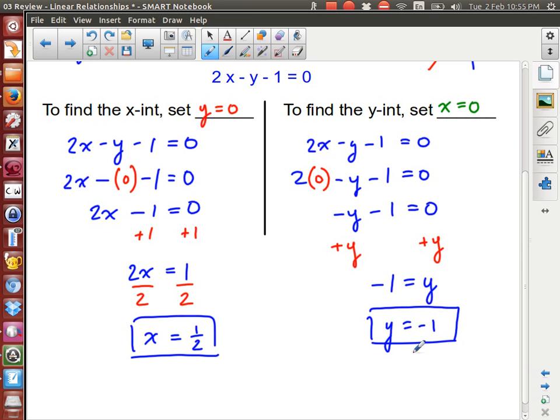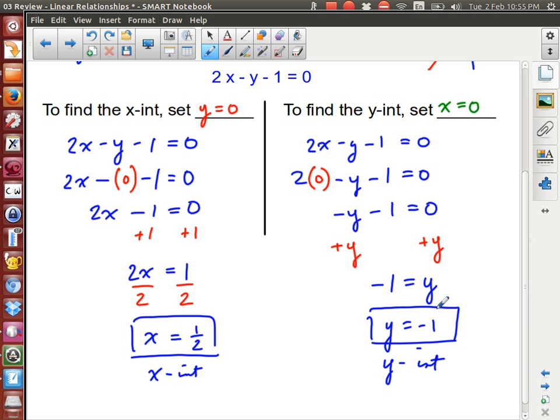We normally like to write it in this second form because convention says we write our variables on the left and our constants on the right. So there's my x-intercept, and this one is my y-intercept. So I can just use those two.